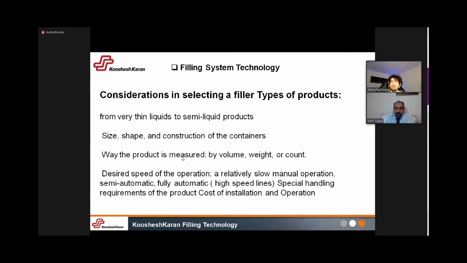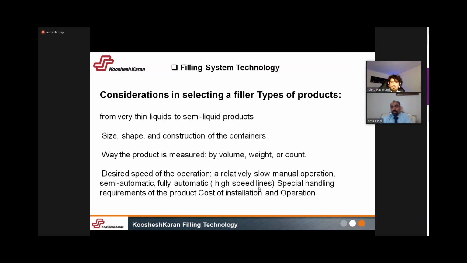Speed of operation, for example, relatively slow manual operation, semi-automatic, fully automatic, high speed lines; special handling requirements of the product; cost, installation, and operation. You must consider all of these to choose the filling machine at the first.